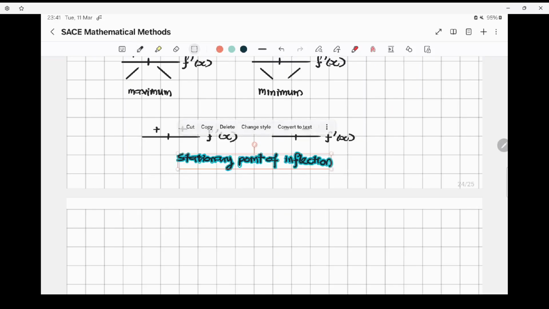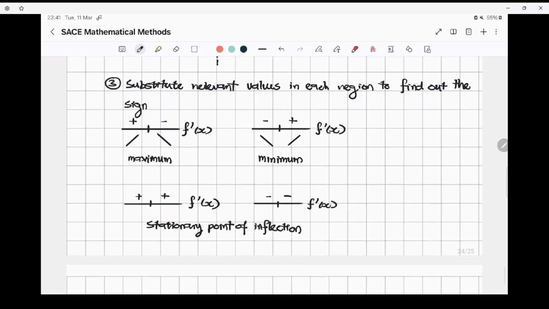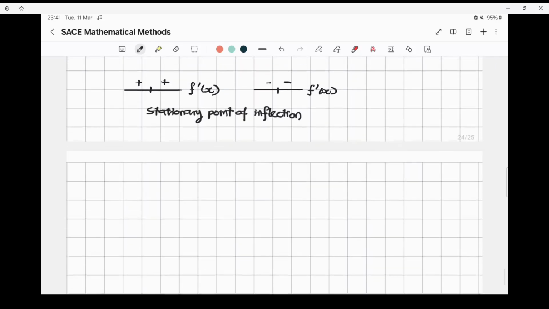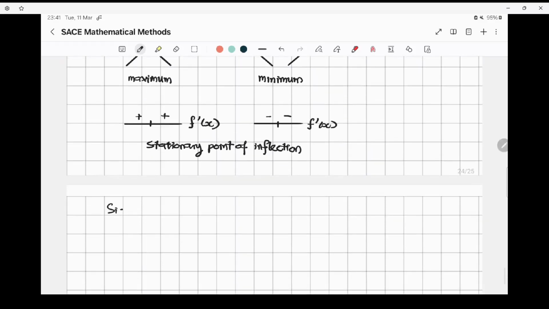If it is non-stationary, you wouldn't need to mark the point at all. So this is a thing that you need to understand. So that is for the sign diagram of f prime x. So now let's look at the sign diagram of f double prime x.